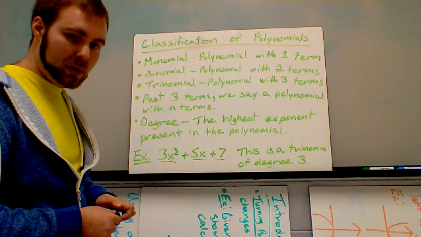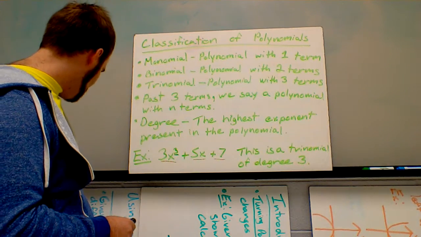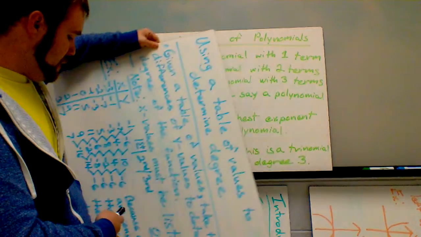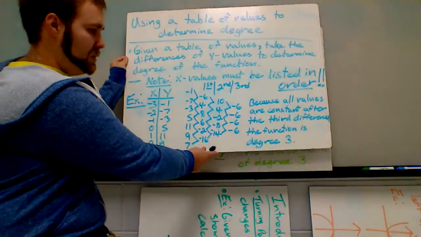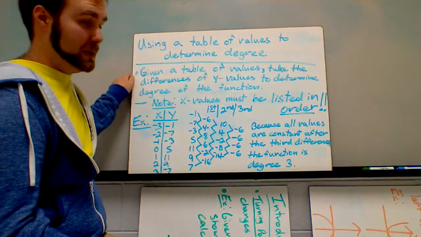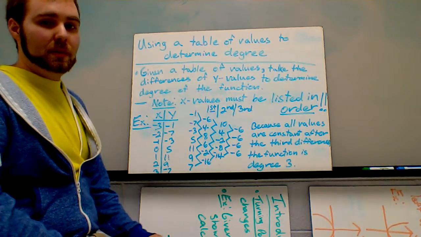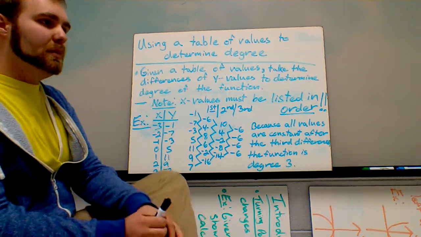So let's move on to using tables. And this is going to be a big board, and I'm sorry about that. It's got a lot of mumbo jumbo on it, but it's easy. I promise it's easy. So we're just using a table of values to determine the degree of a polynomial.